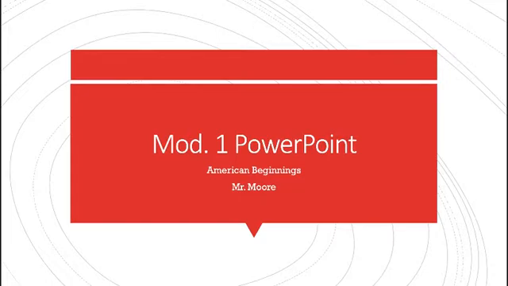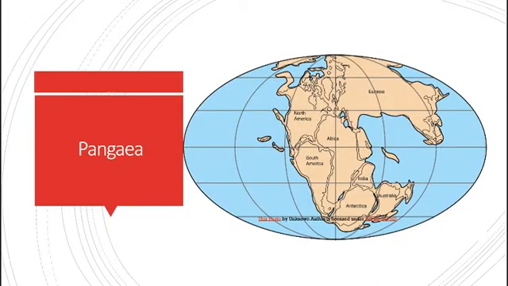As you probably know, your assignment was to read Module One, so hopefully everybody got that read. You realize that what this particular module is about is the earliest of the early American history. So first, we're going to start a long, long time ago.